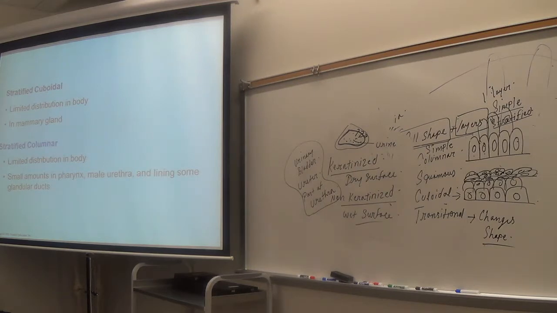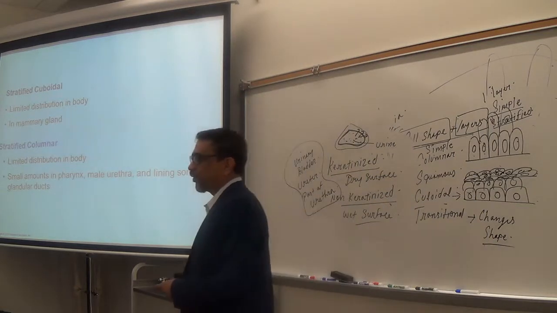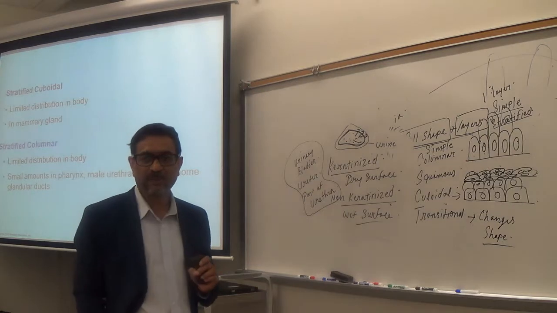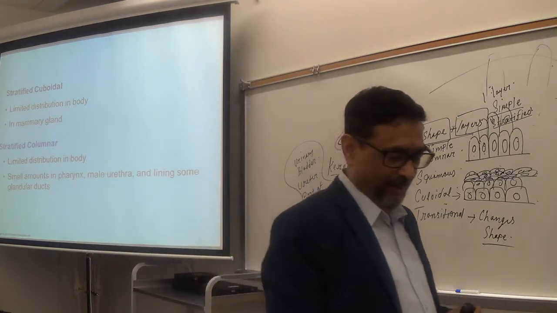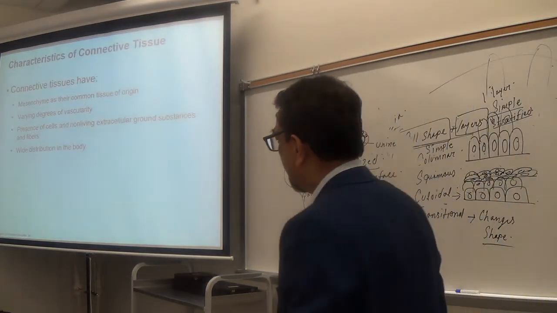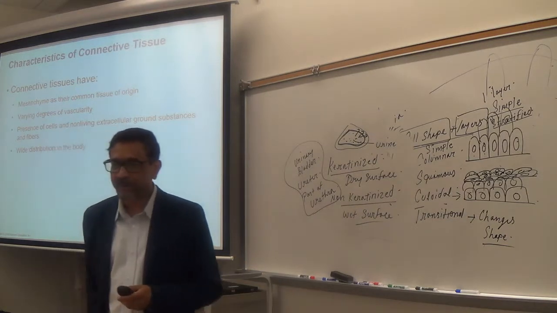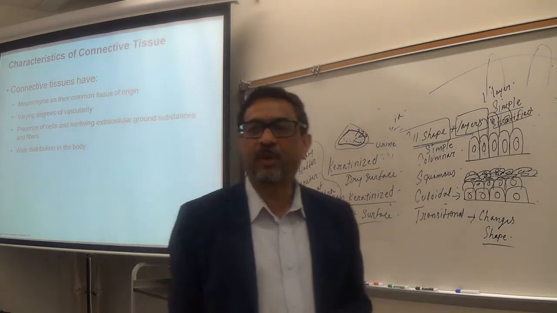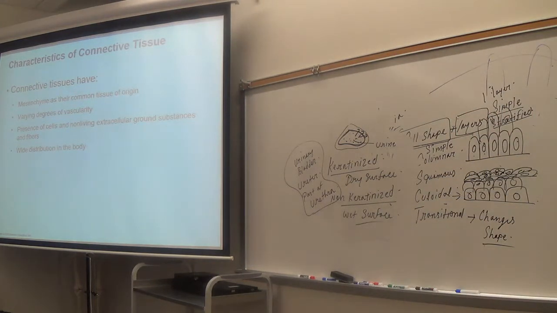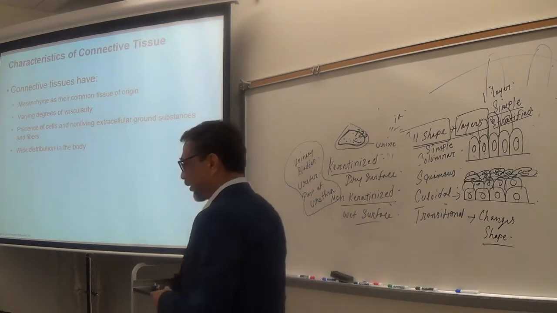Now, stratified cuboidal, stratified columnar, those are present only in very few areas. Those I have mentioned, their locations, just remember those. So we have finished epithelial tissue. Now we'll talk about the connective tissue, another type of tissue, which is the most widely distributed tissue in the body.